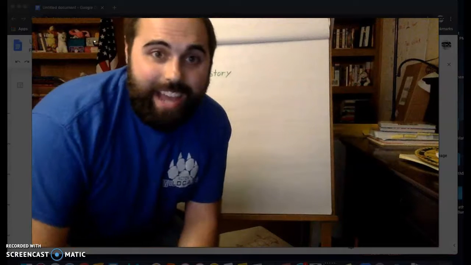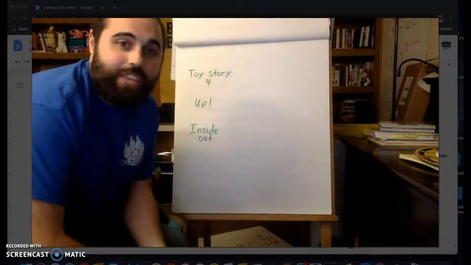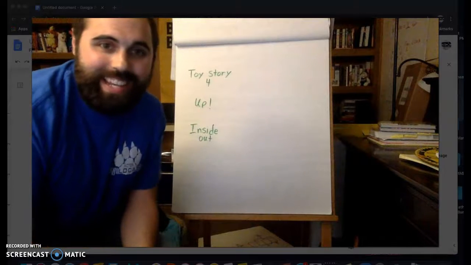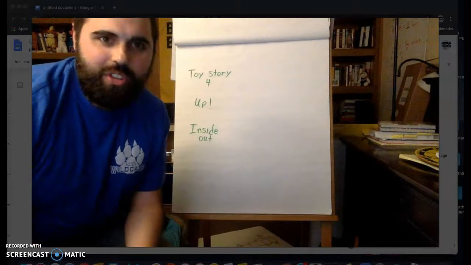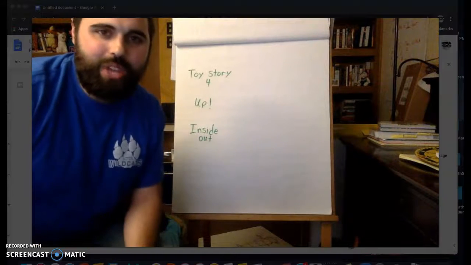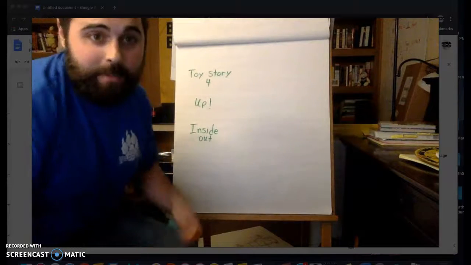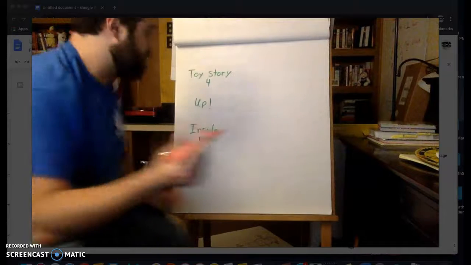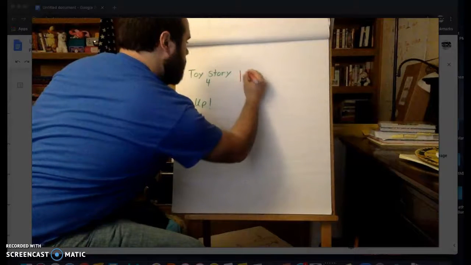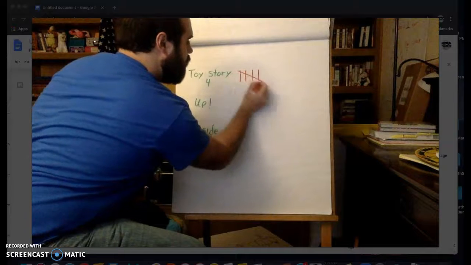Looking back at Google Classroom, we're going to tally up the votes that we had for each of these: Toy Story 4, Up, and Inside Out. And this is usually how we collect data. I've done this on the whiteboard before when we do votes, so we'll just do it right here real quick. So for Toy Story 4, we had 5 people vote, and we're going to use tally marks to show that. 1, 2, 3, 4, and then one line across shows a 5 set.